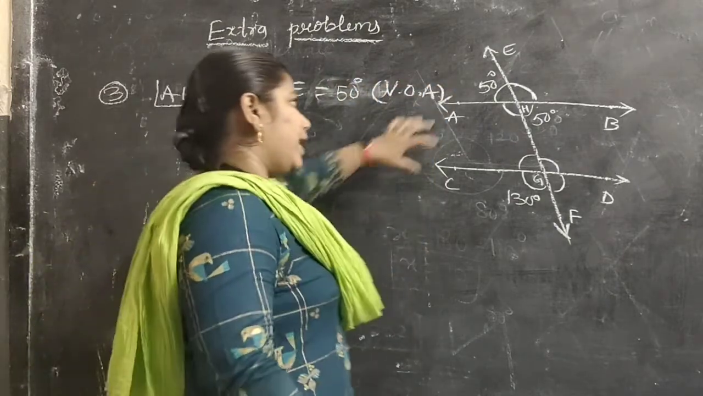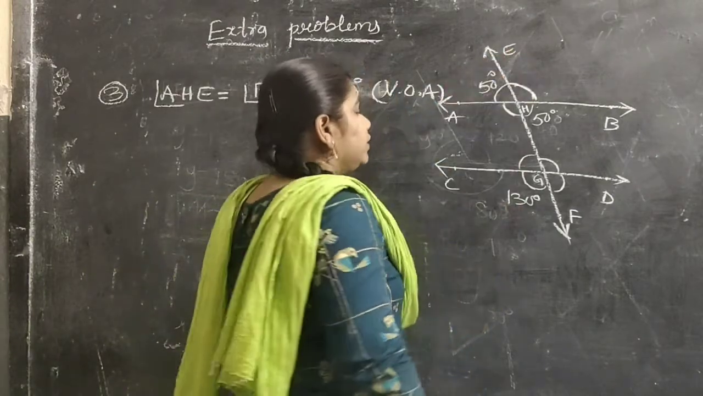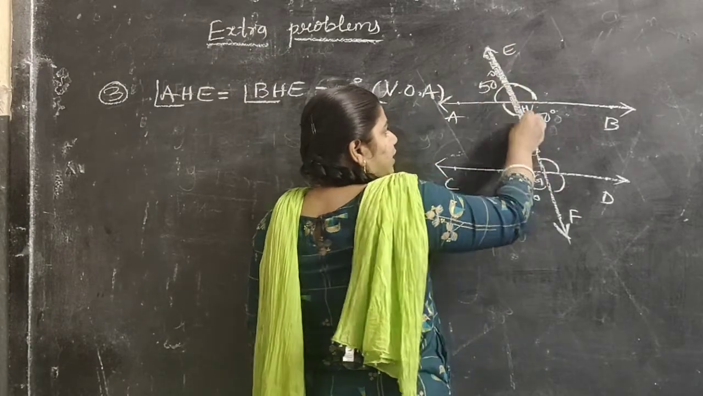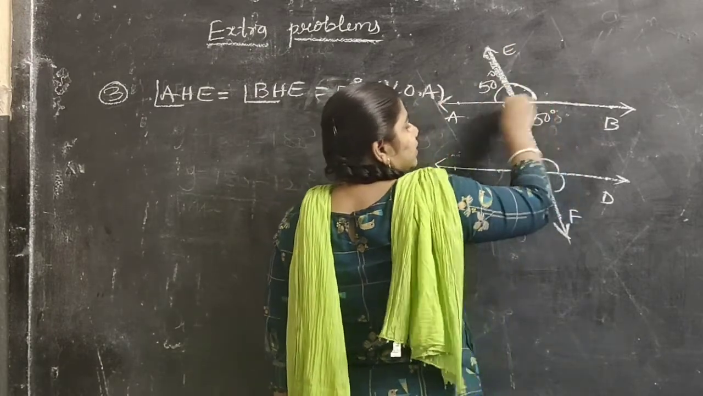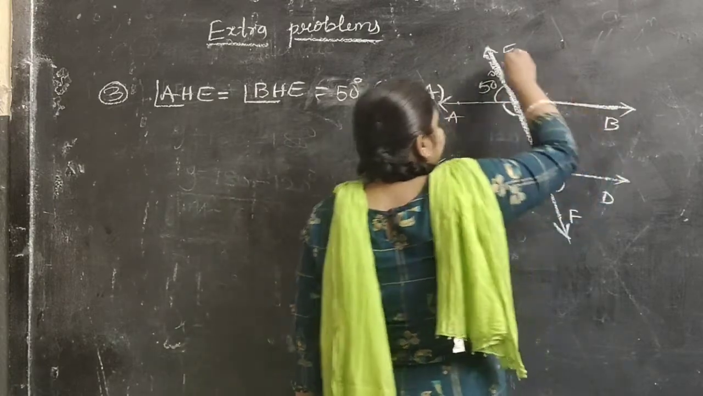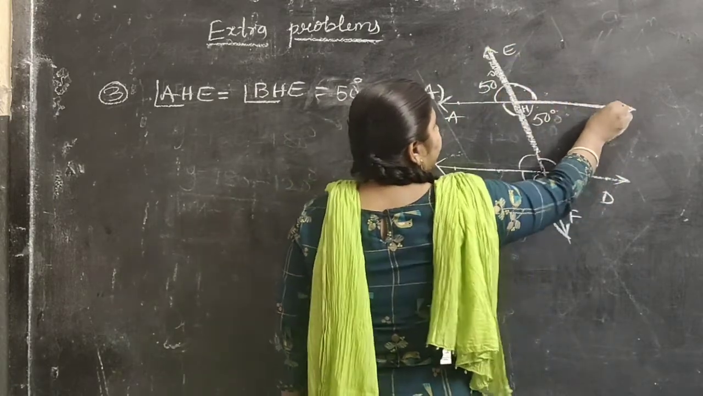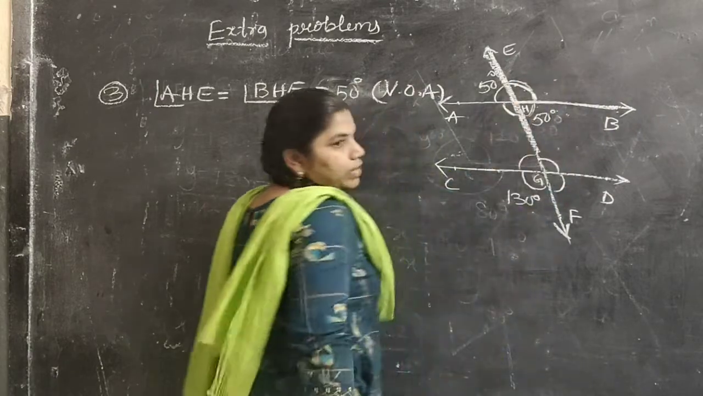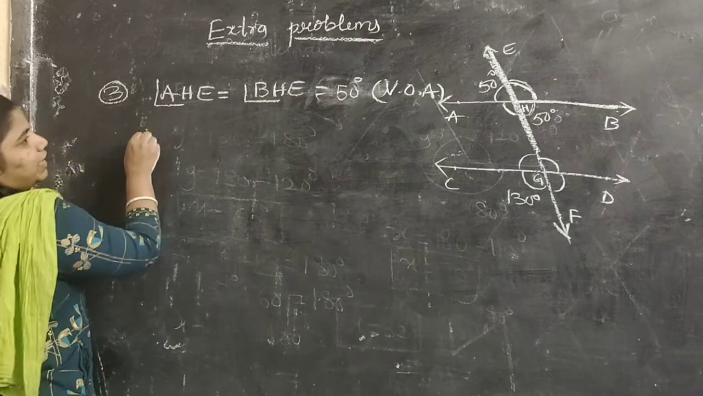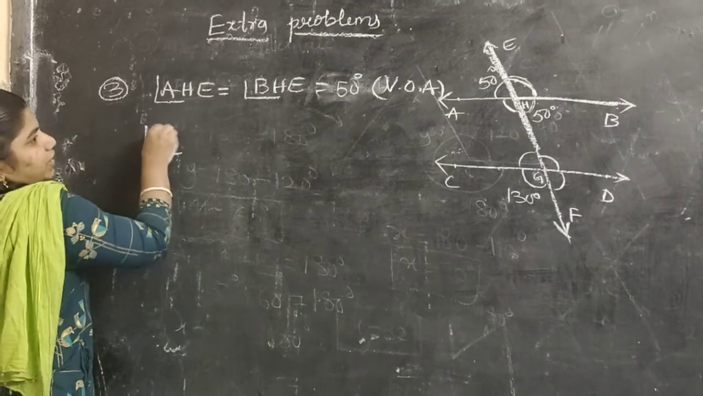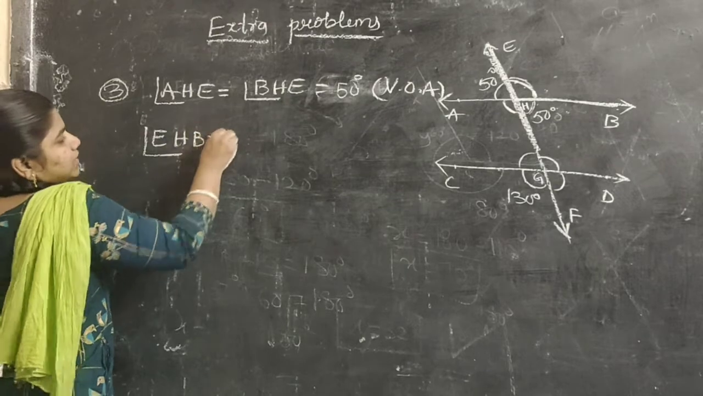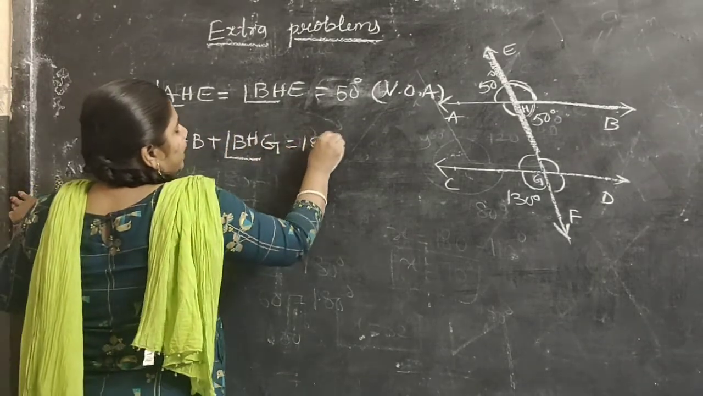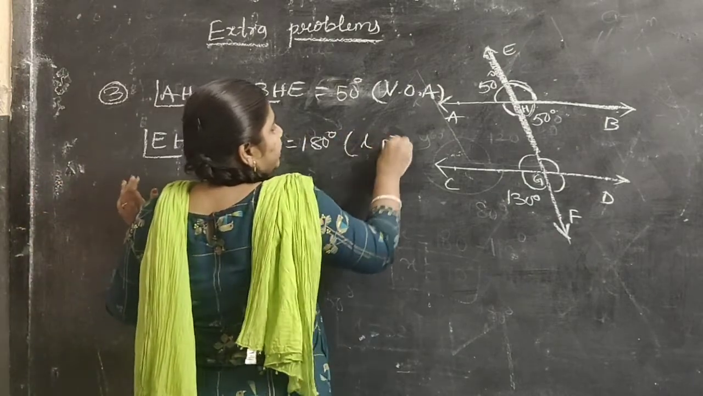Now another two angles we have to find. So how to find another two angles? So if you take this as a linear pair, this is a straight line which has been divided with two angles here. So this angle, that is EHB plus BHG, will be equal to how much? If you add these two angles, that should be equal to 180. So it is forming a linear pair. So angle EHB plus angle BHG should be equal to 180 degrees because it forms a linear pair there.